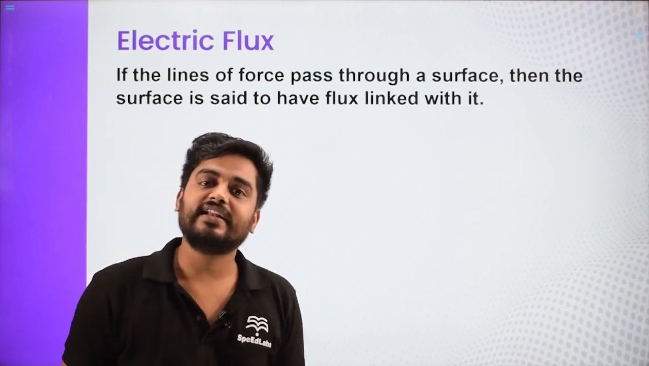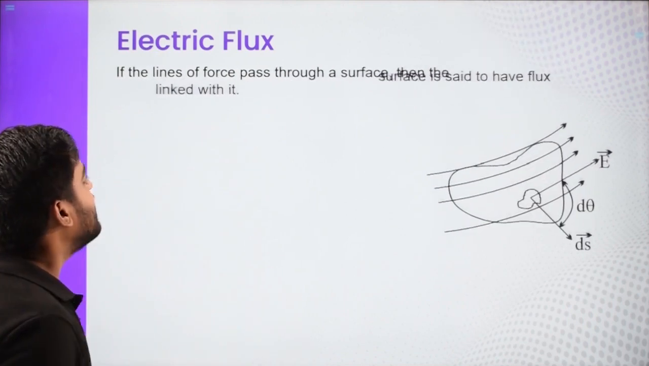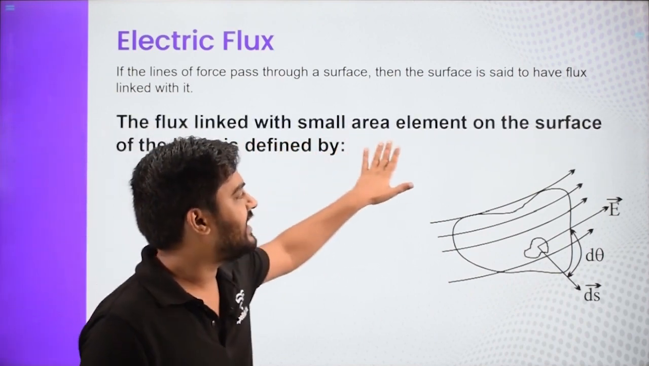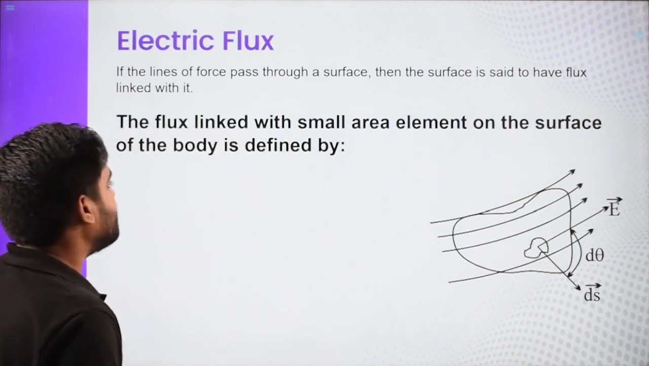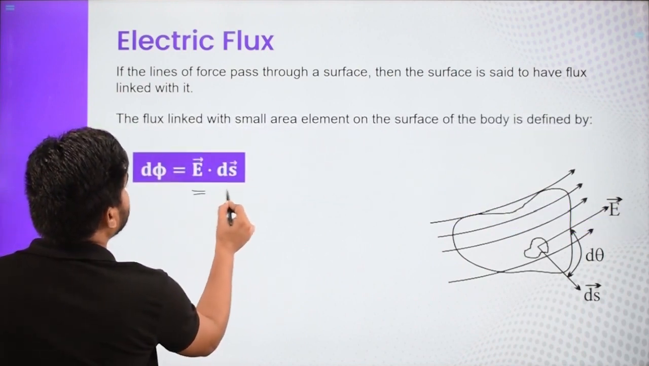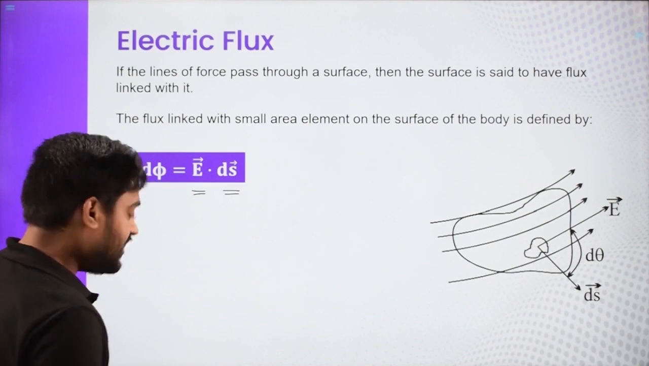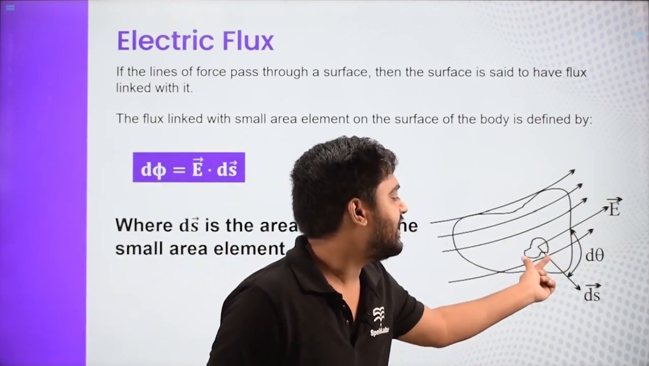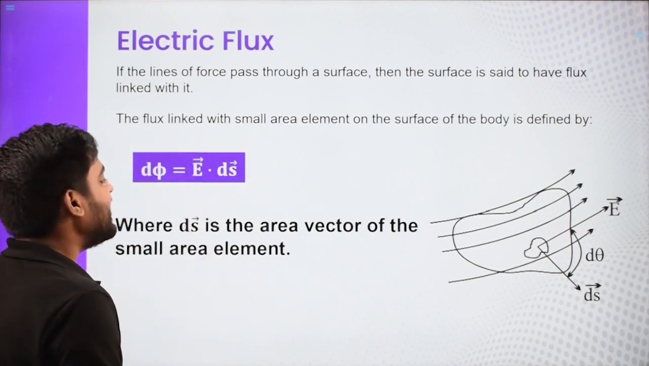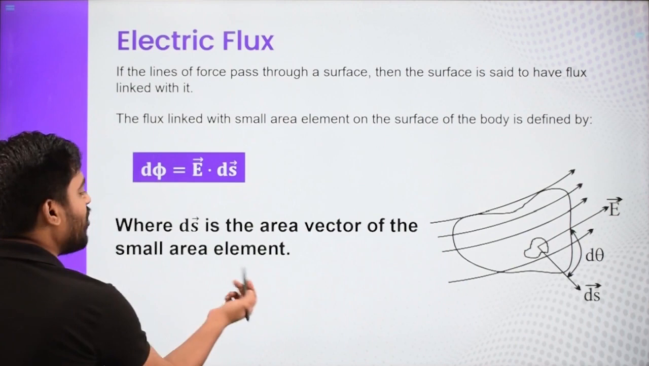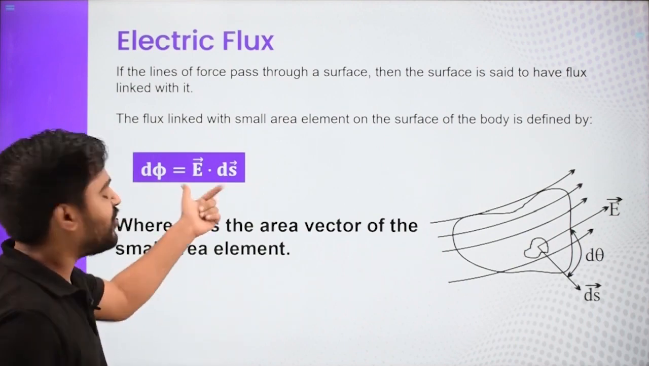How do we define electric flux? To define electric flux, we will say that the flux linked with small area element on the surface on the body is defined by this mathematical expression. It is E dot ds. What is E over here? So here E is nothing but electric field at that elementary area. And what about ds vector? Ds vector is the area vector. It is the area vector of the small area element, and it is the dot product of these two.